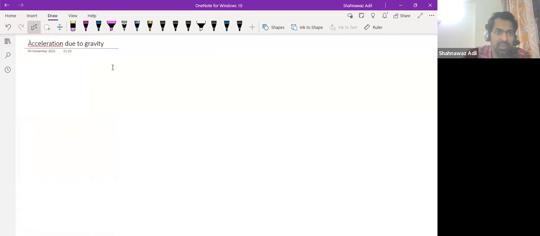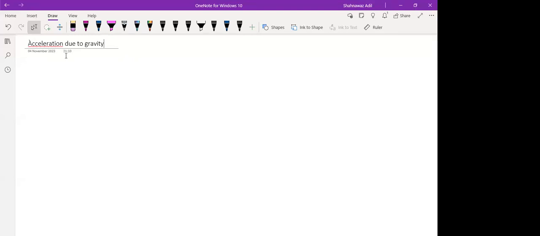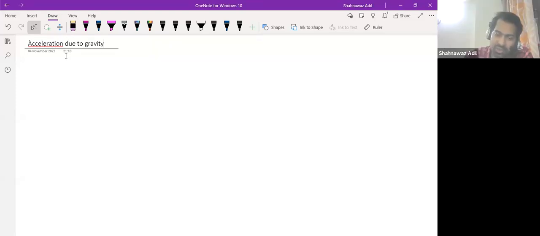Gravity at a different region. So what is the acceleration due to gravity? Guys, what is the acceleration due to gravity of the Earth? Zero. Acceleration is zero due to gravity of the Earth.